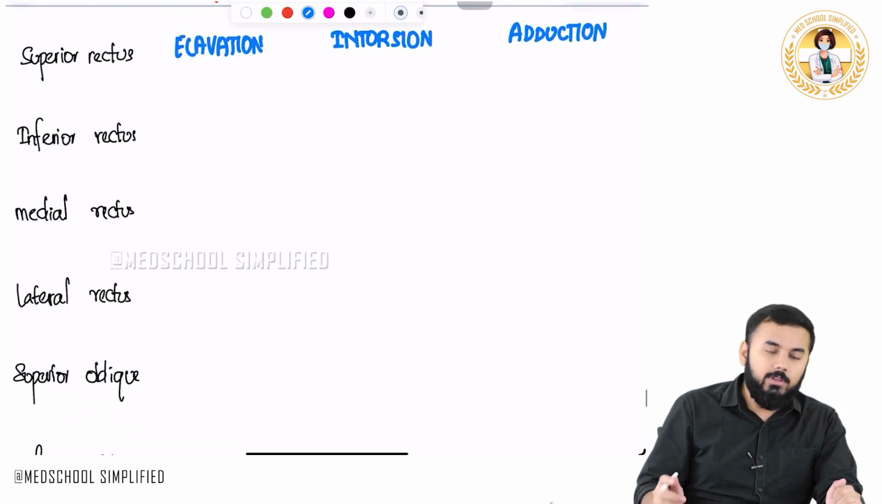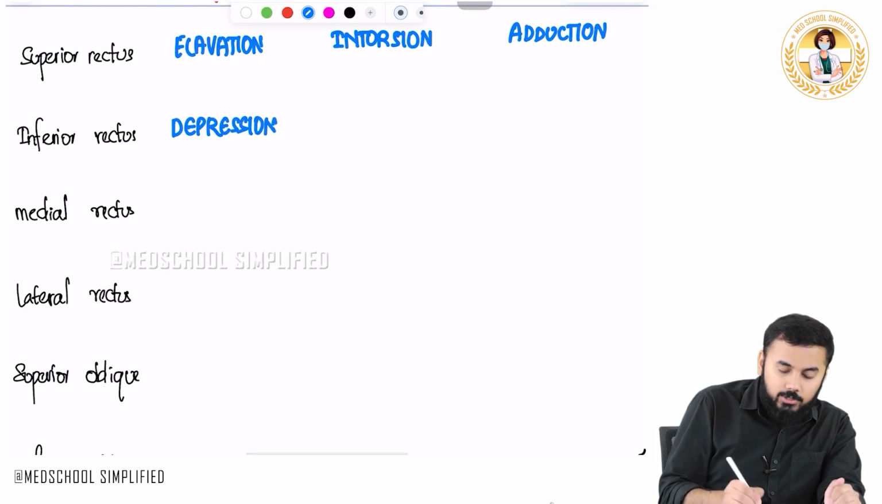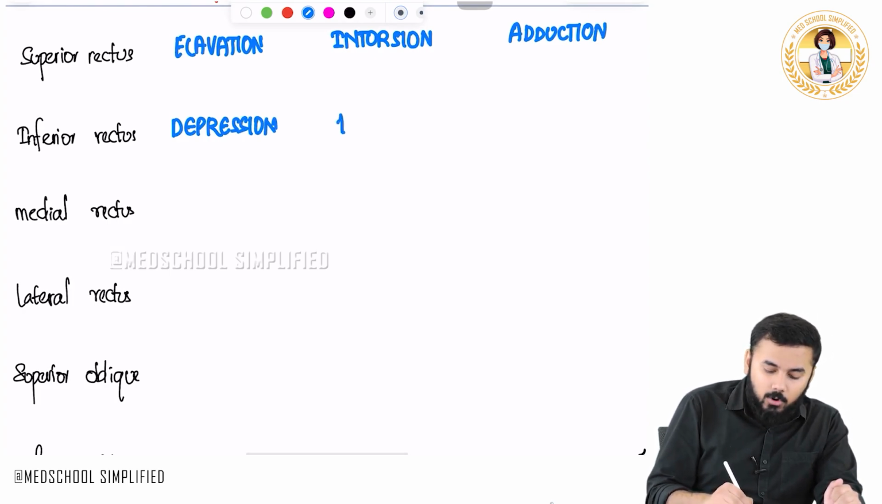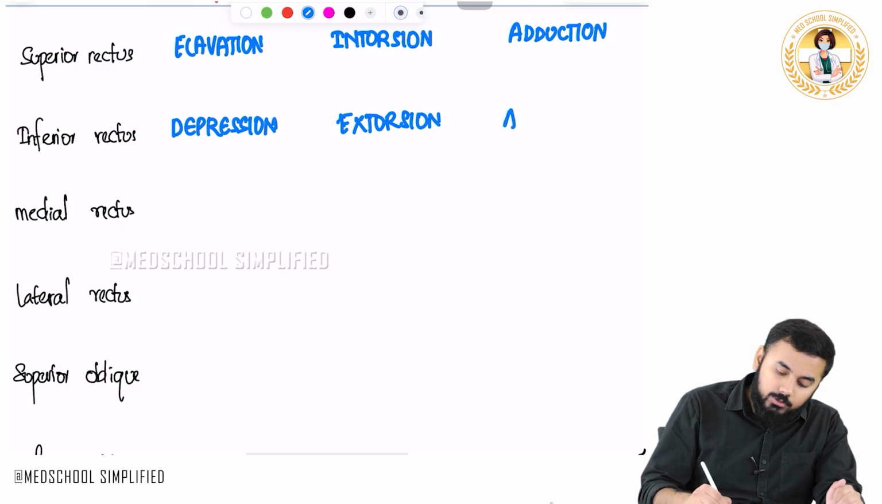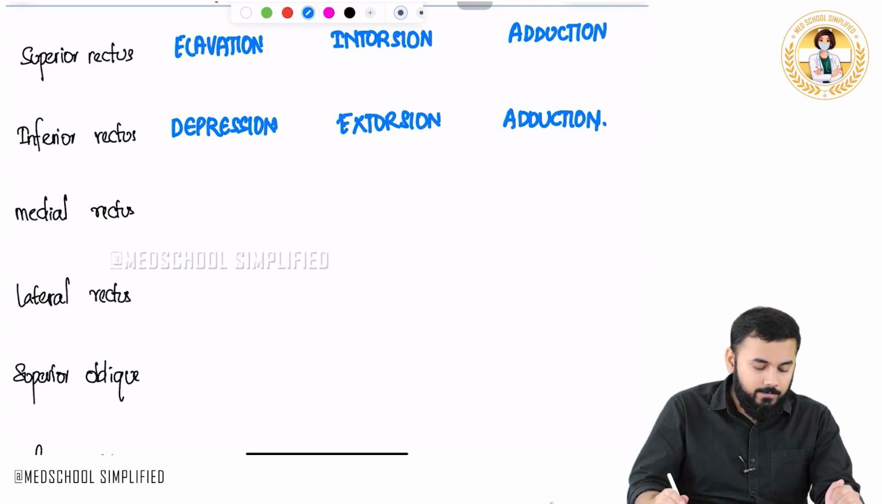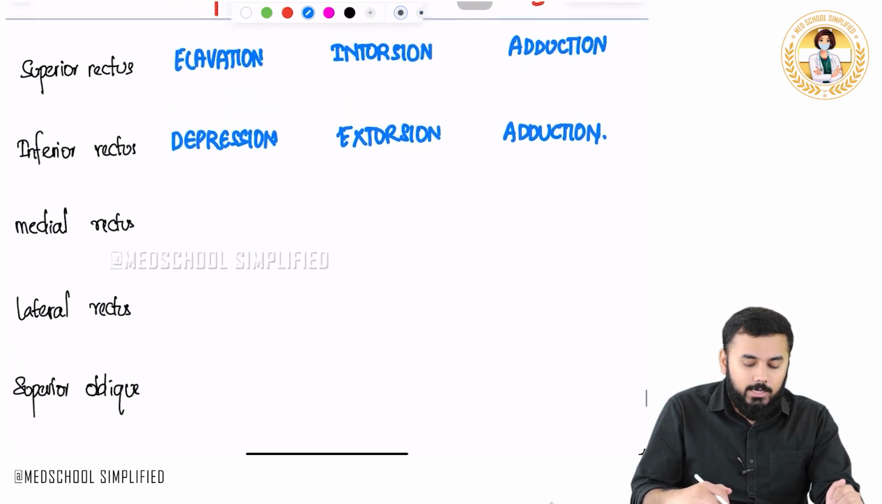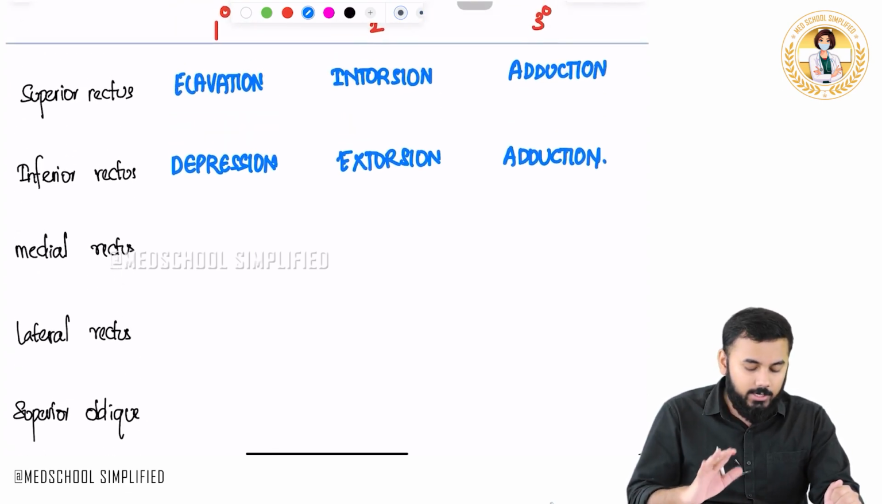Inferior rectus is responsible for depression of the eyeball. If it is intorsion above, the opposite will be extorsion, and adduction is also done by the same muscles, that is, superior and inferior rectus do adduction. So superior is the opposite of inferior, in the case of intorsion, extorsion, elevation and depression.